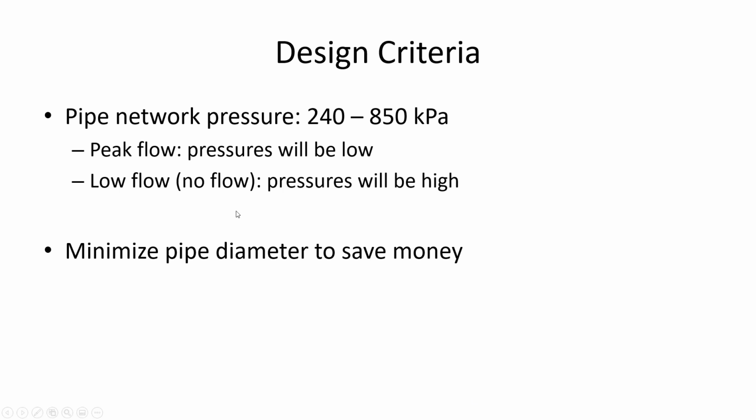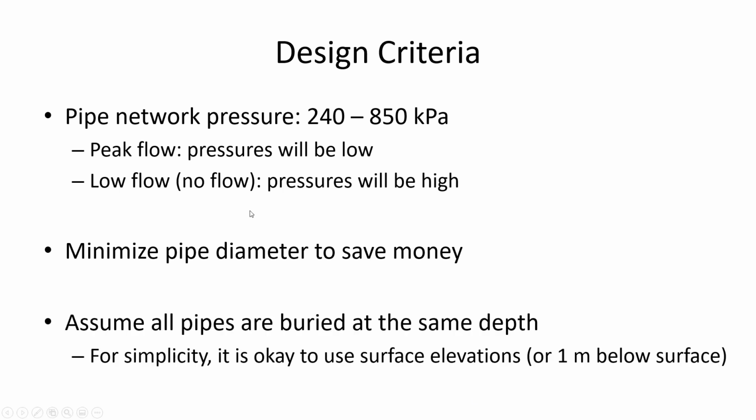So you want to minimize the pipe diameters, and just for simplicity, you have the ground elevations on that map that I've given you, but you should assume that the pipes are buried. So the elevations I've given you are the elevation of the ground, but the pipe itself is going to be under the ground. So what I would do maybe is just assume that the pipe is 1 meter underground at every location.